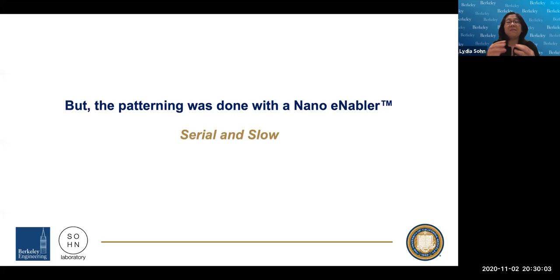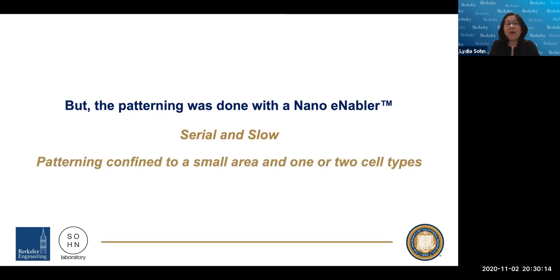Now, this method is serial and slow. You can think of it as patterning your substrate pixel by pixel. And as you can imagine, this is a very slow process. As well, patterning is confined to a very small area. You certainly couldn't pattern a 3-inch wafer. It's really limited to one or two cell types, not because of the actual process of hybridization, but because aligning different sequences of oligos onto a substrate is very difficult with the nanoenabler.